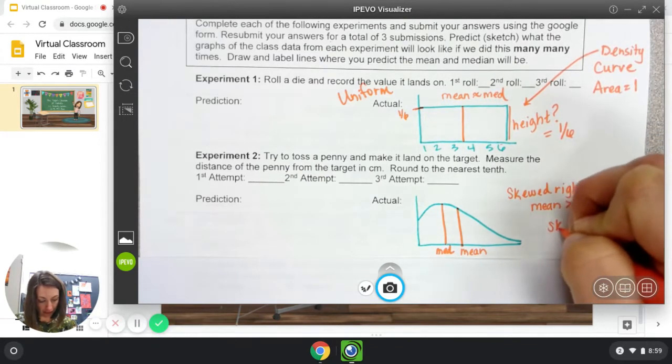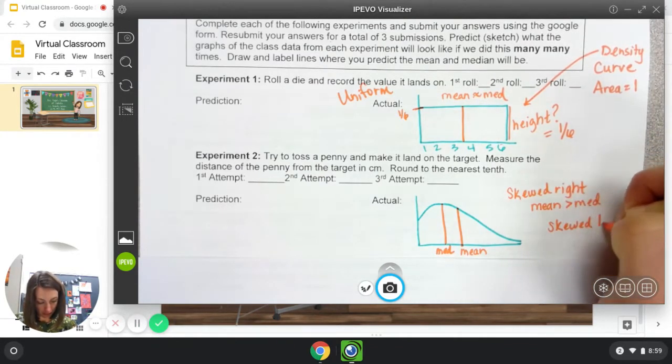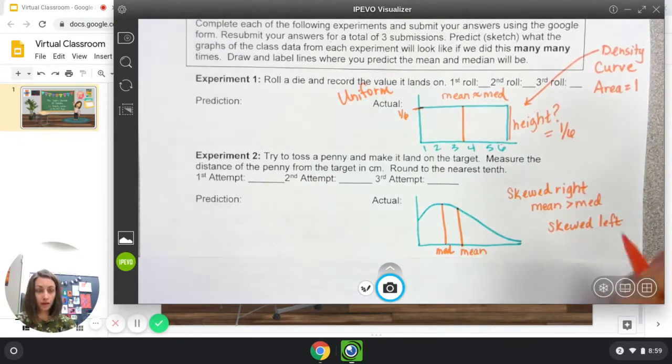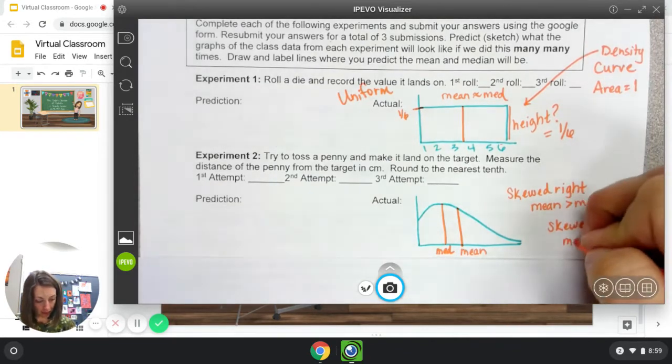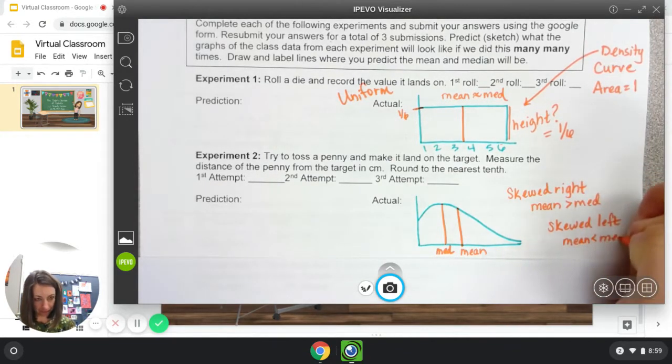If it were skewed left, the opposite of that. You'd have outliers on the lower end, which would make your mean less. So your mean would be less than the median.